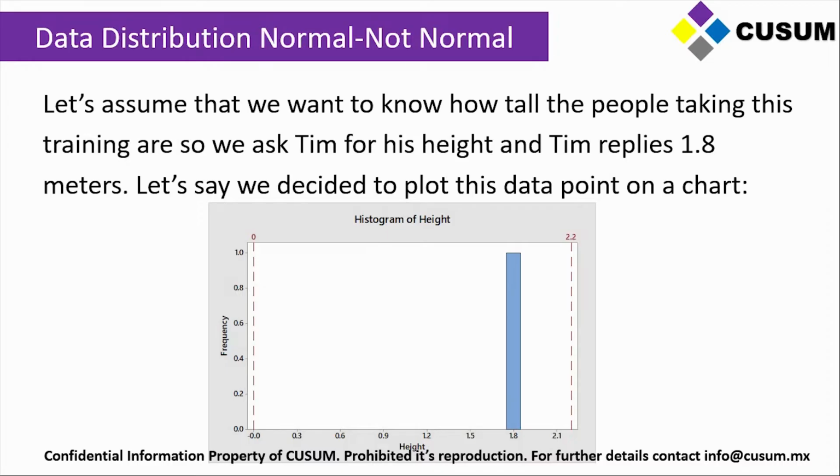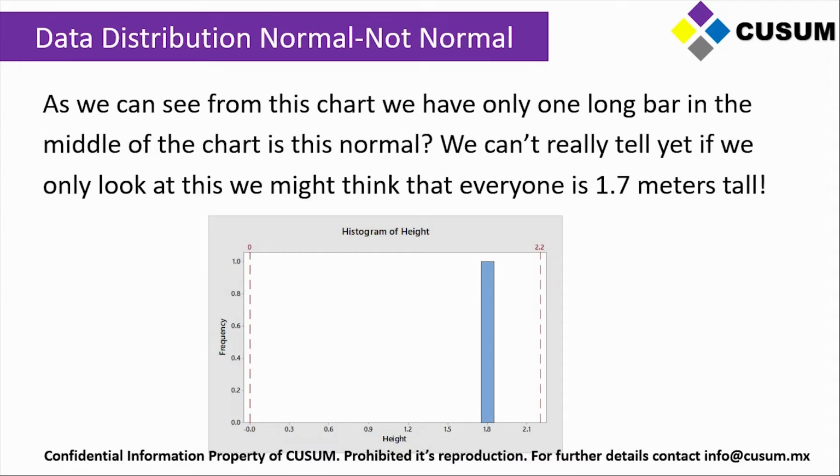This is called a histogram graph. It divides the values in special categories along the length. So as you can see, it says 1.8. If we looked at this, we would say, hey, everyone is at least 1.7 meters tall, right? We have one data point, it looks perfect, everything is around 1.8, so pretty much everyone is really tall.